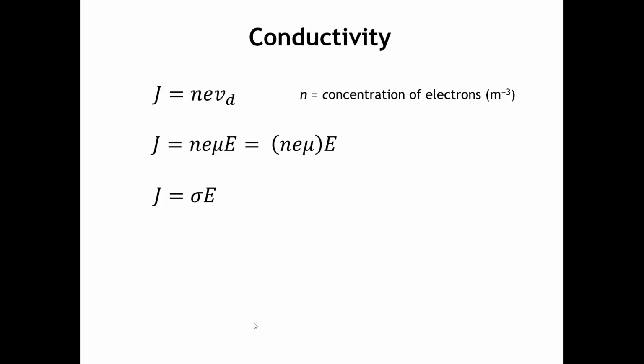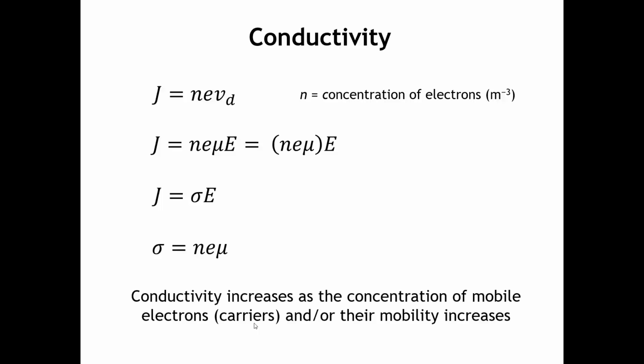And so what you can see is that sigma is just equal to the concentration of charge carriers, the mobile electrons that can respond to an external field like an electric field, times the charge of those electrons, times the mobility. So if we want a material to be more conducting, we either need a higher concentration of charge-carrying electrons, or we need the mobility to go up.